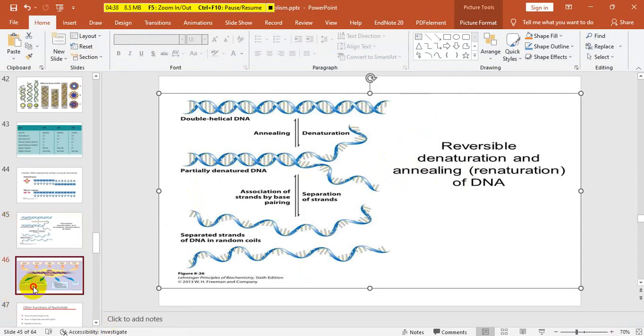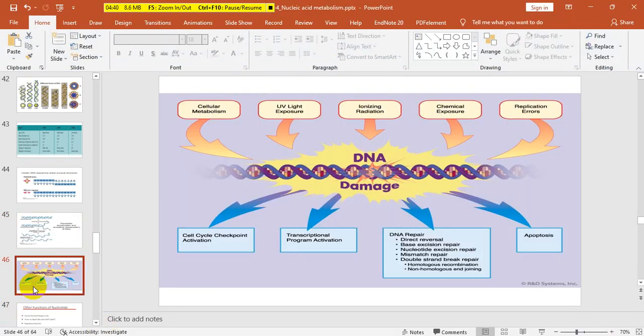Cool. Okay, so cellular damage. What are the factors that can damage DNA? One, UV light exposure will damage the DNA. That's why, if you are in Australia or New Zealand where the sun is too high, and also Africa, you end up getting skin cancer. The white people come here, they get skin cancer.